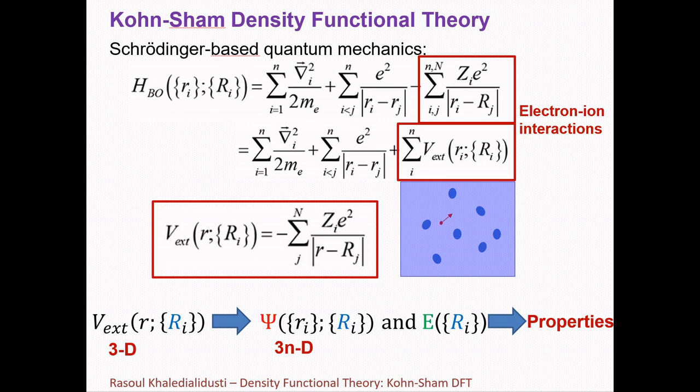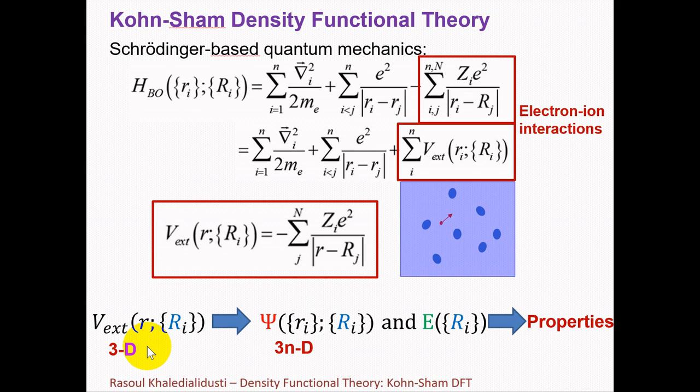So all the information about the specific aspects of our system is in the external potential, which is a function of 3 dimensions. Keep in mind that the wave function of the electrons lives in 3n-dimensional space, but now the potential in which the electrons live is in only 3-dimensional space.